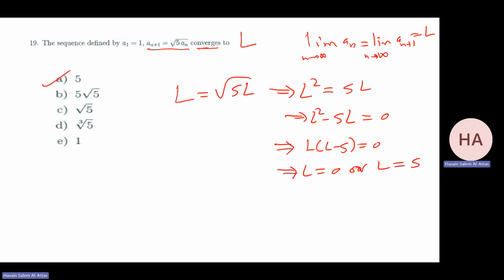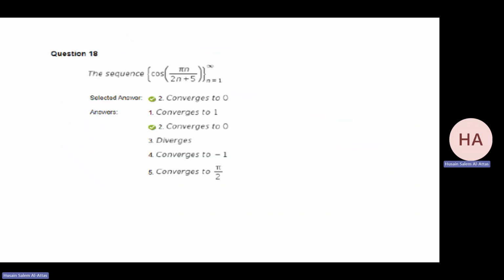So it actually cannot be 0, because I know it will be a bigger number. I have 1, then I have square root of 5, then square root of 5 times that. It will be greater than 0 for sure. This sequence is greater than 0, so the limit cannot be 0. So yeah, I think it's an easy one.